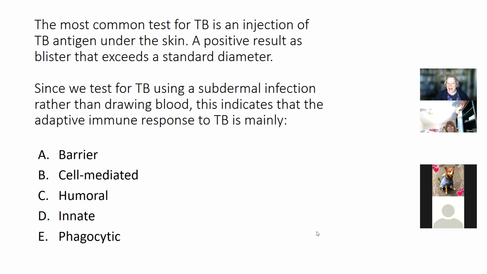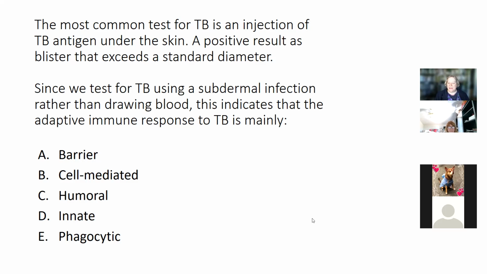Okay, we had a tie between barrier and phagocytic. Those were both good, well-reasoned answers. It wasn't correct, but they were well-reasoned, because we are breaking the barrier. But that is not a part of the adaptive immune response. And while phagocytosis works well with the adaptive immune response, we group it with the innate immune response. So well-reasoned answers, but incorrect.